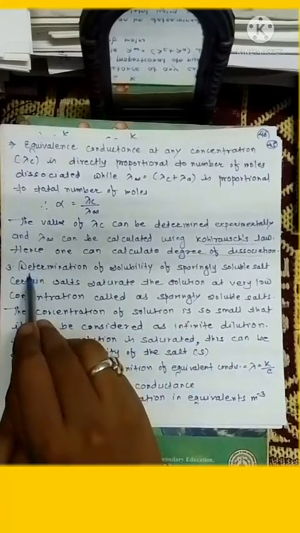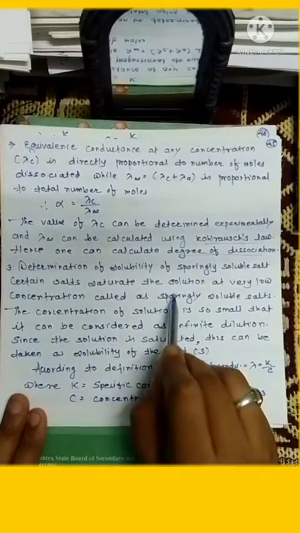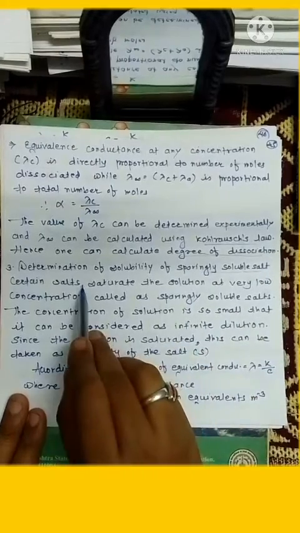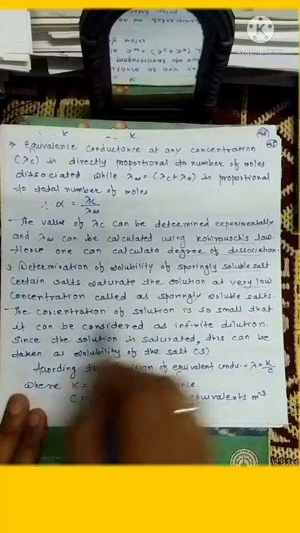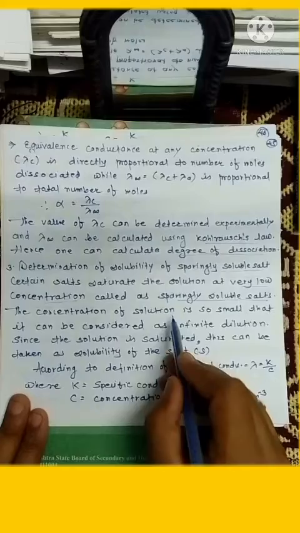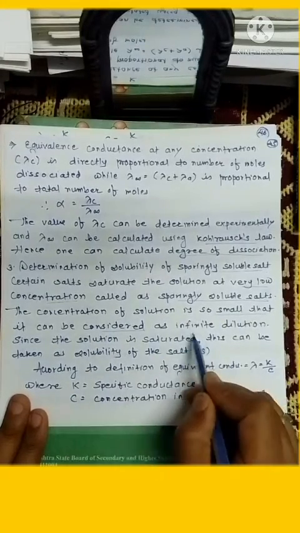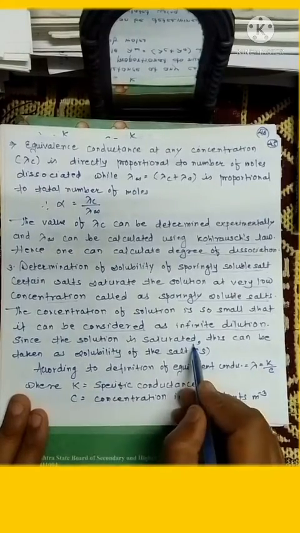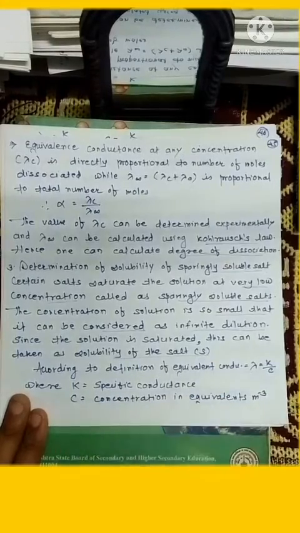The third application is determination of solubility of a sparingly soluble salt. First, what is meant by a sparingly soluble salt? Certain salts form a saturated solution at very low concentration, and are called sparingly soluble salts. The concentration of the solution is so small that it can be considered as infinite dilution. Since the solution is saturated, this concentration can be taken as the solubility of the salt, that is S.